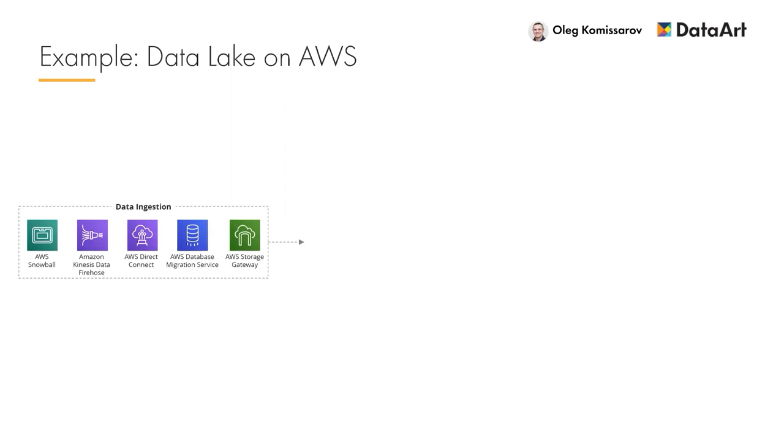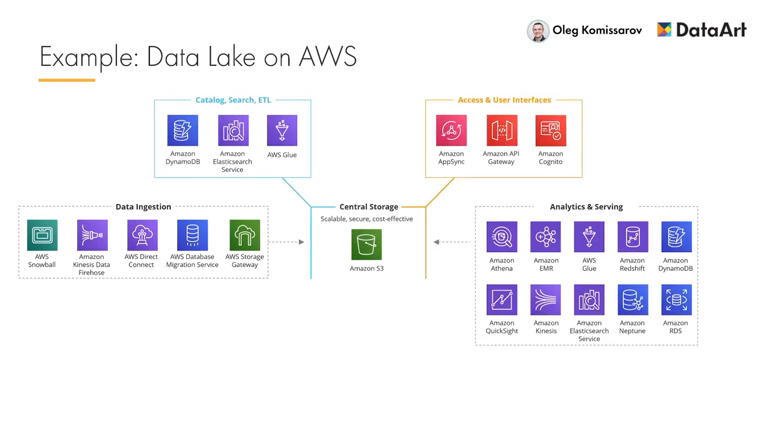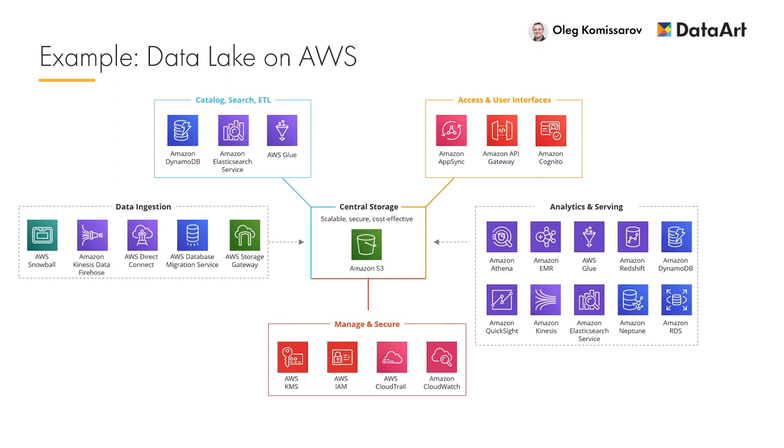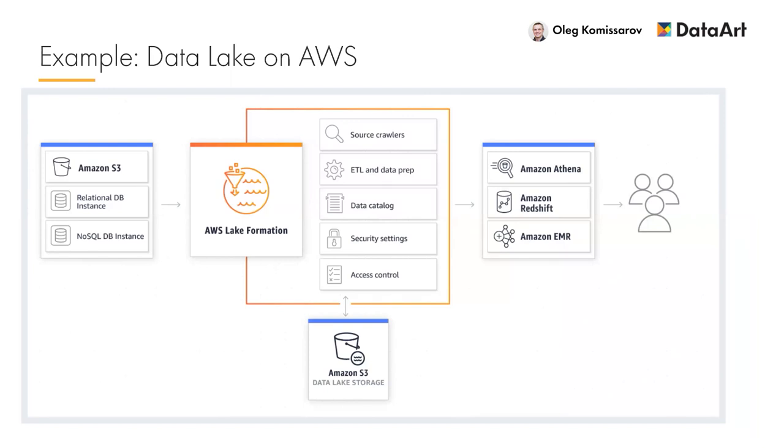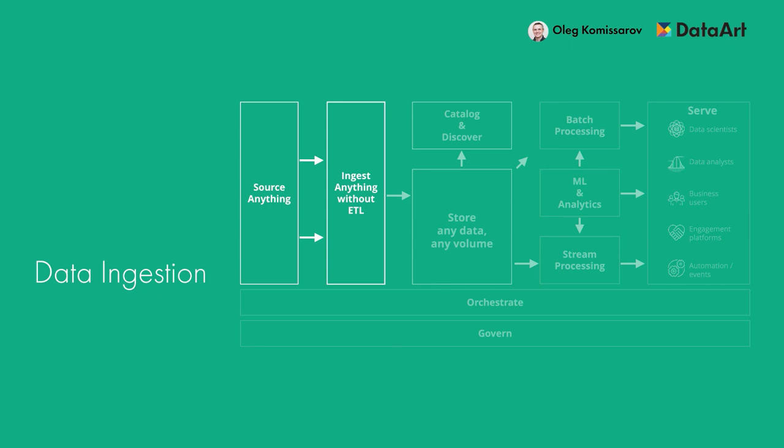Modern data providers or cloud providers provide you with all necessary components. So AWS, for example, gives you data ingestion, centralized storage, catalogs, access and control, analytics and serving, governance components. But as you see, there are plenty of technologies available in every one of these areas. On top of that, AWS, for example, offers out-of-the-box AWS Lake Formation that you can use to build your data lake. But in order to understand what is actually needed for you, which component and which technology to use, you need to understand a little bit better the ingestion, storage, and analytics patterns.